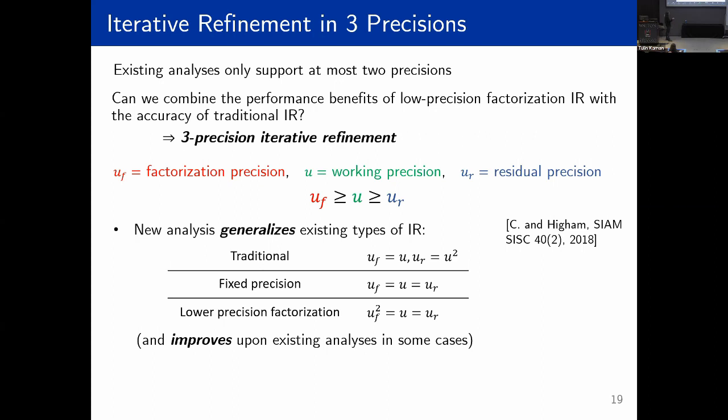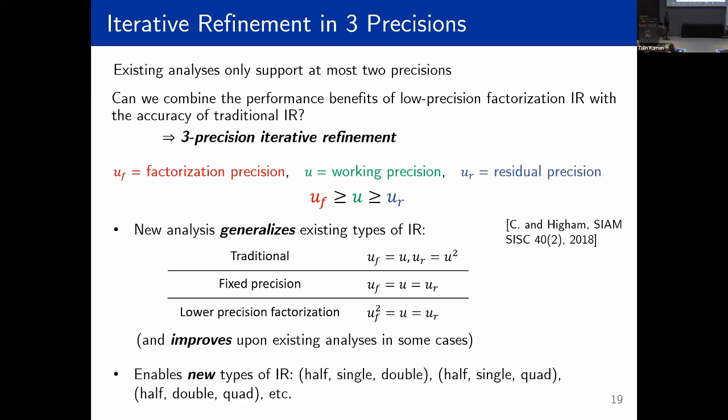So traditional iterative refinement: I'm doing everything in the working precision except the extra precision in the residual computation. Fixed precision: everything's the same. And then the low precision factorization, where u_f is the square root of u.